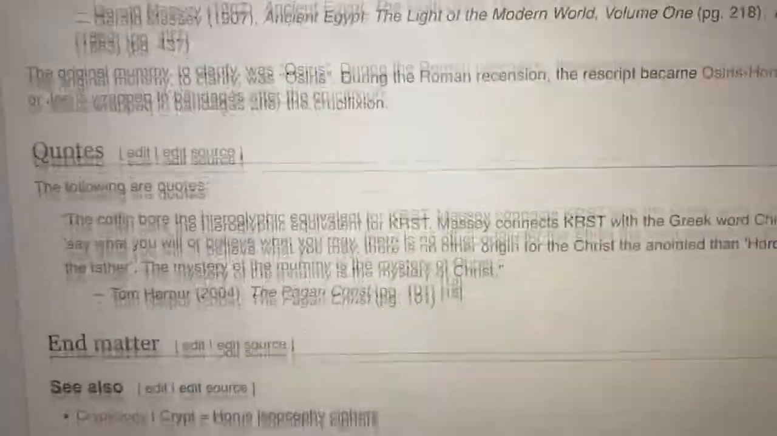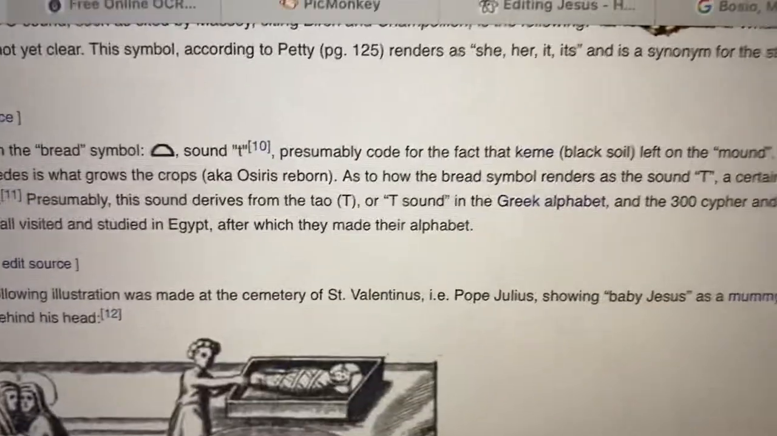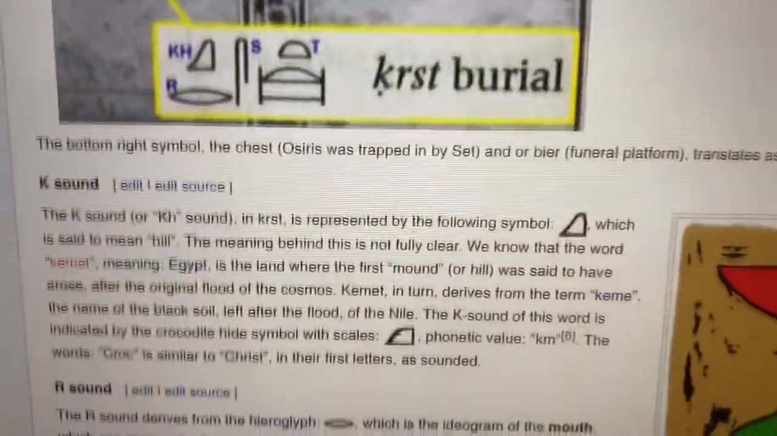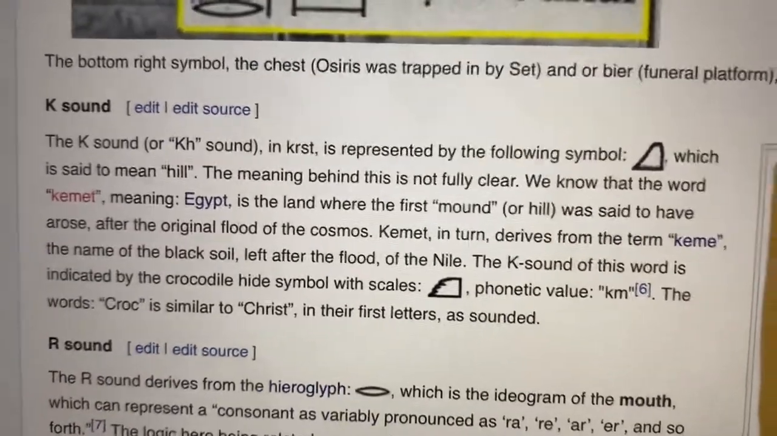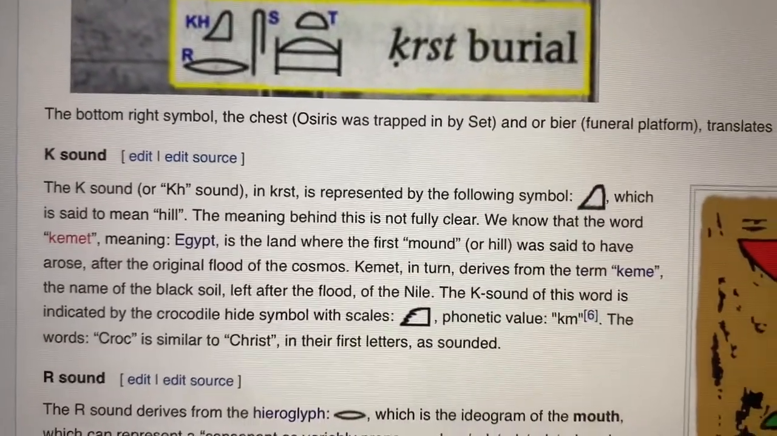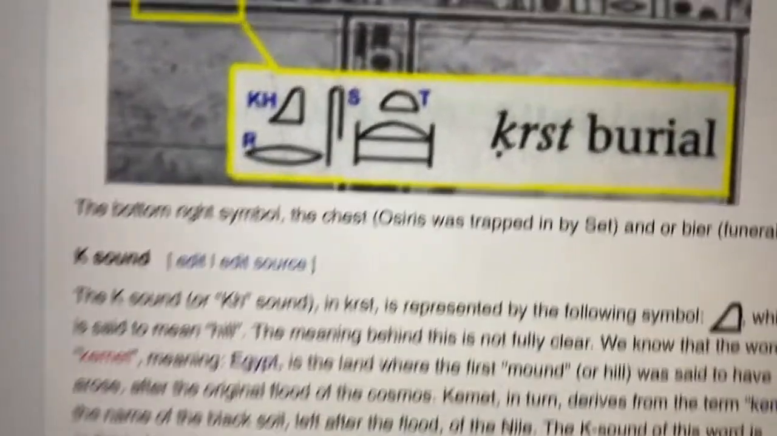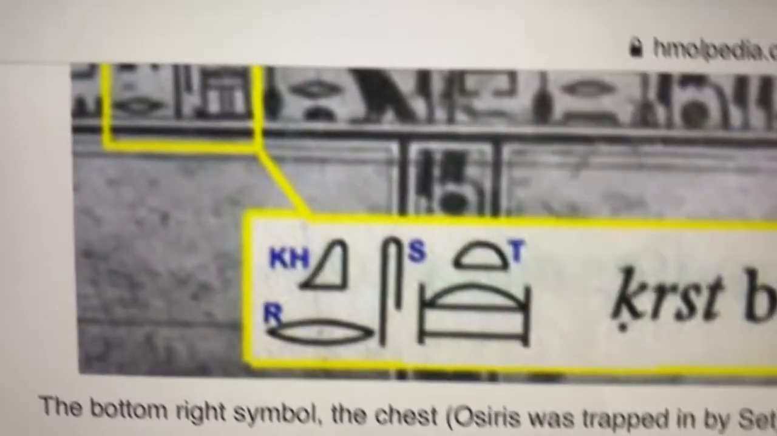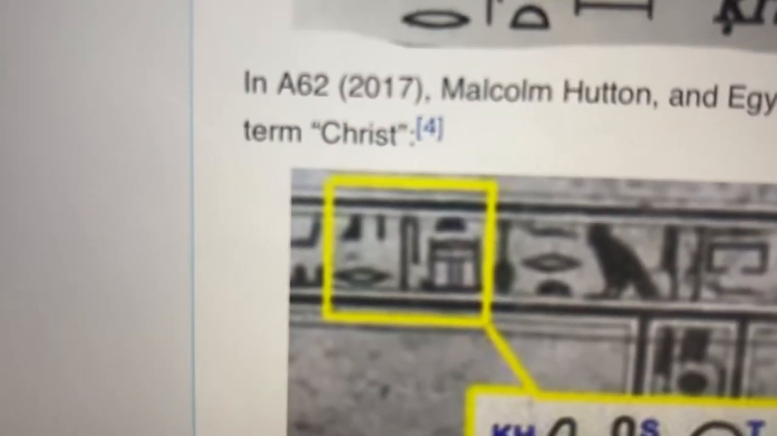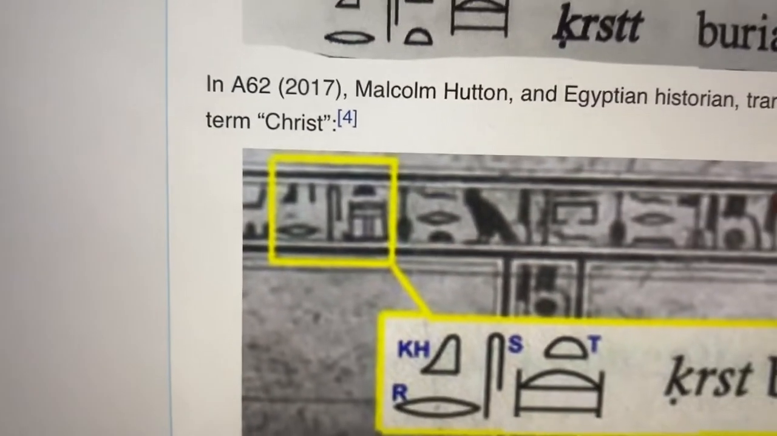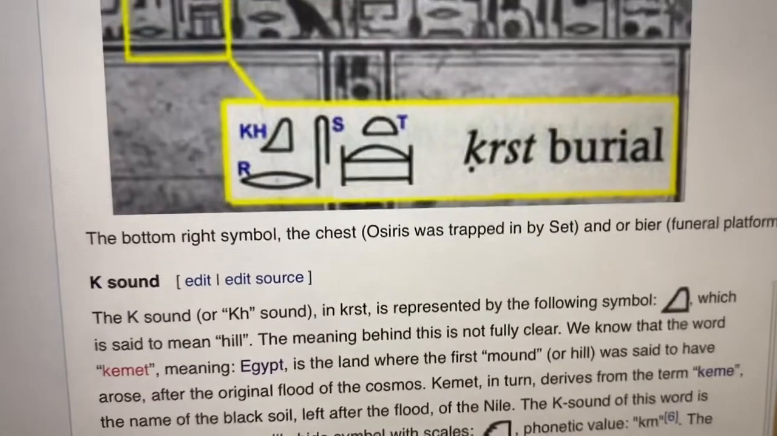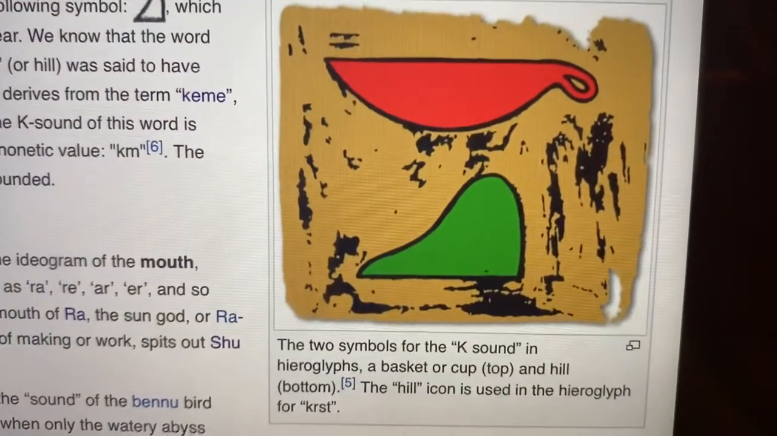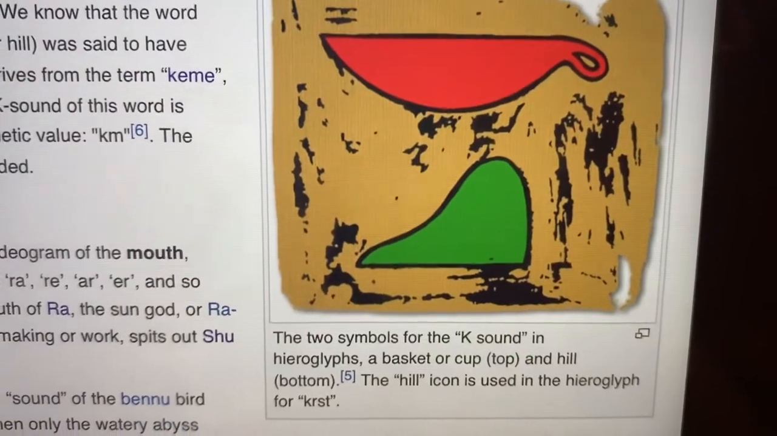So the first symbol here, I'm going to go through all the symbols so we can get this straight. K is supposedly the symbol of a mound, and shown by this shape here, or the far left shape, top left shape on the hieroglyph here. And it means mound or hillock, which is shown here on the bottom as the two main symbols for K in Egyptian.